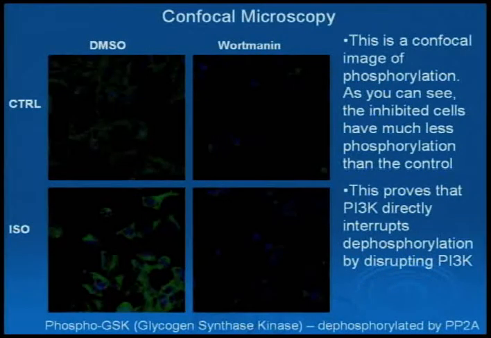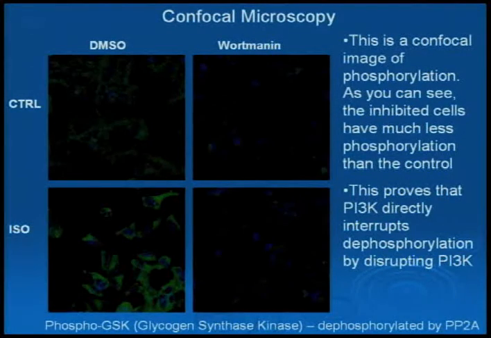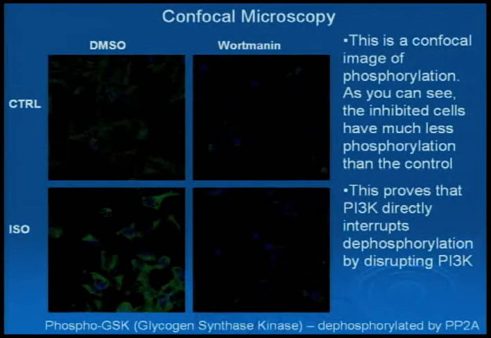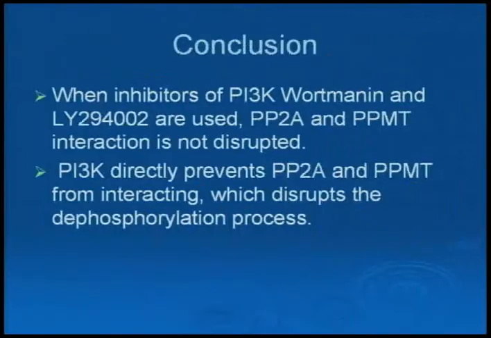This is a confocal image of phosphorylation. As you can see, the inhibited cells have much less phosphorylation than the control. This proves that PI3K directly interrupts dephosphorylation by disrupting PPMT. My conclusion: when inhibitors of PI3K, wortmannin and LY294002, are used, the PP2A and PPMT interaction is not disrupted. PI3K directly prevents PP2A and PPMT from interacting, which disrupts the dephosphorylation process.